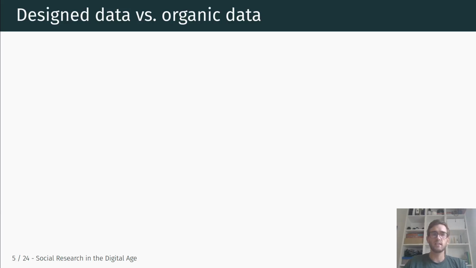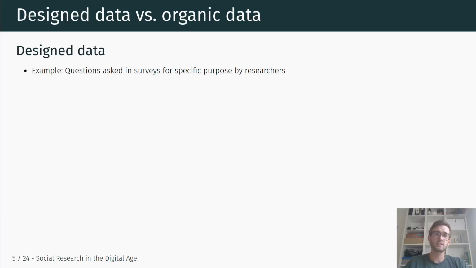So what is design data and what is organic data in this context? Design data, if we think about the context of survey research, is basically data that is created by a conscious data collection effort in order to gather certain information. So the example is questions asked in a survey. They're asked for a specific purpose by the researcher who is actually interested in answering a certain question, and therefore designed with that goal in mind, okay?